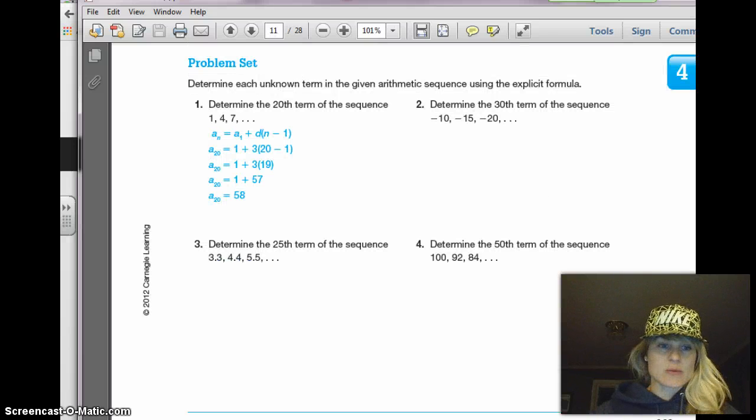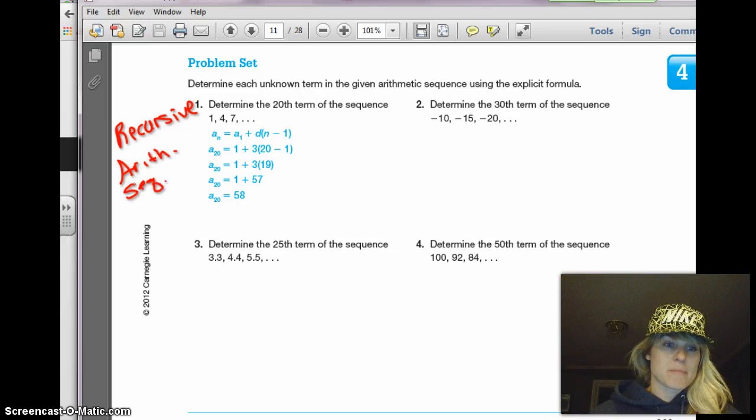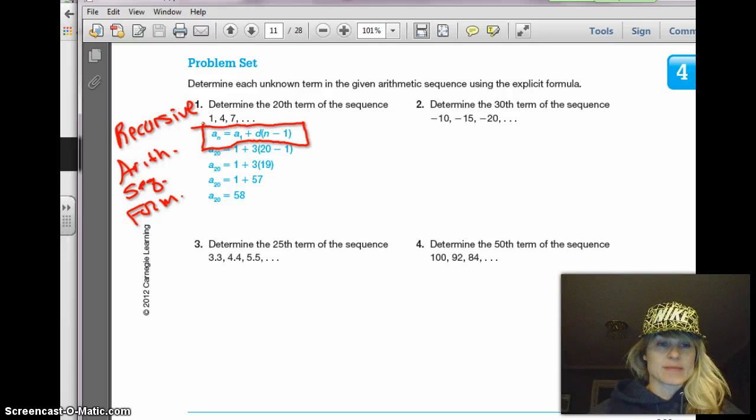So we're going to focus on what's called the recursive arithmetic sequence formula. And it's right here. Okay, so we're going to write down this formula.